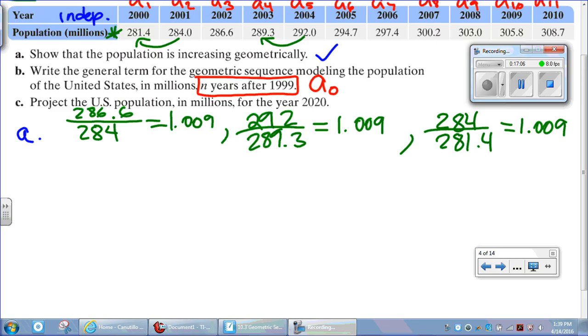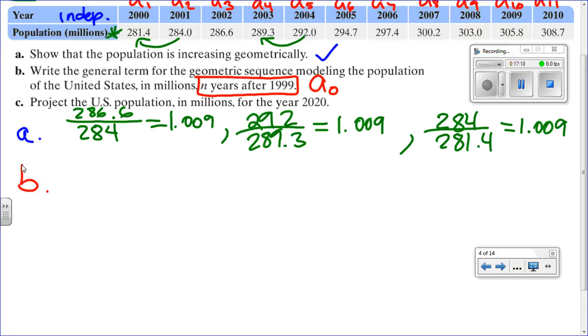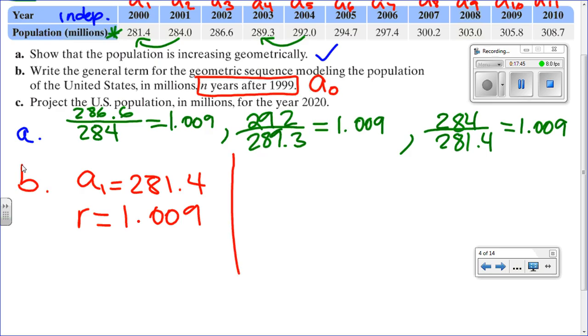Now let's move on to part B of the question. Write the general term for the geometric sequence. Now we're going to consider that A sub 1 is equal to 281.4. What are the units, guys? Million. Million people. Okay. Yeah, that is actually important. And then we need to find the general term, and we know the common ratio is equal to 1.009. So the formula to get the general term was the first one times the ratio, how many times? N? No, N minus one. If that's N, there should be one less. So therefore, N minus one.